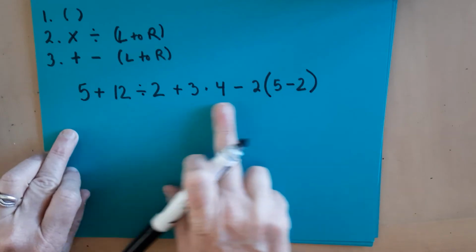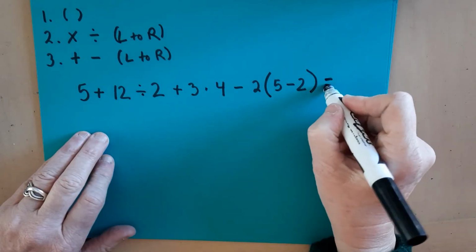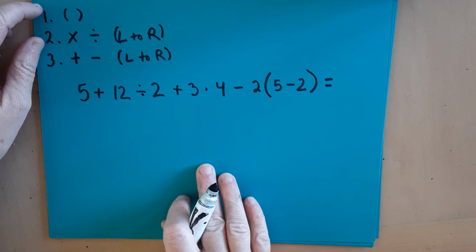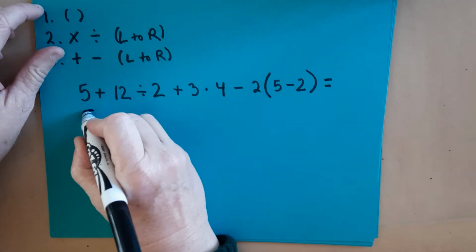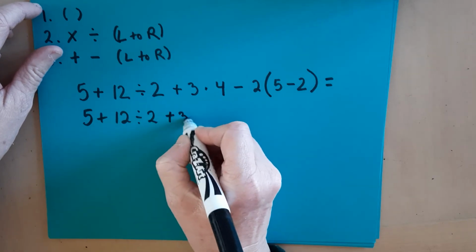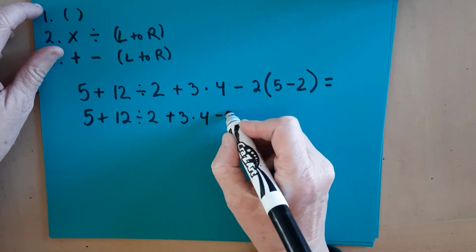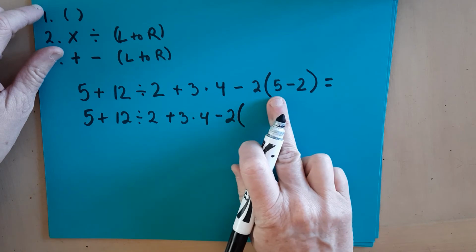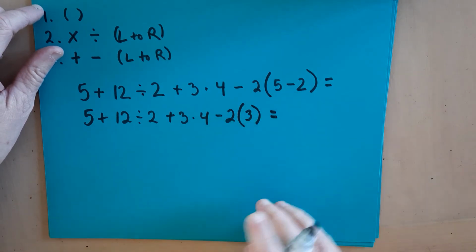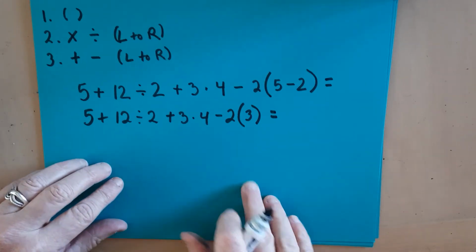Okay, we're going to look at this problem. Let's look at our order. First thing we do is solve anything that's in parentheses. Here are our parentheses, so we're just going to rewrite everything. Seems tedious, but until you get the hang of this, it's a very good idea to do that. Here's a parentheses. 5 minus 2 equals 3. Okay, so now what is the next thing?